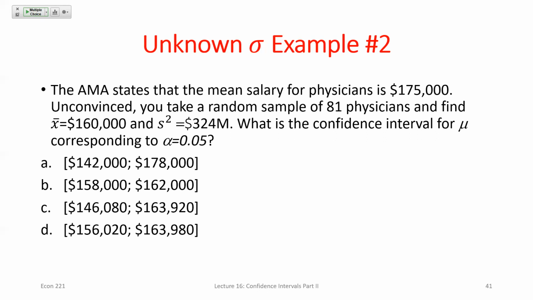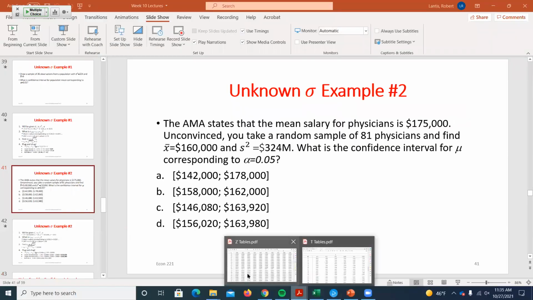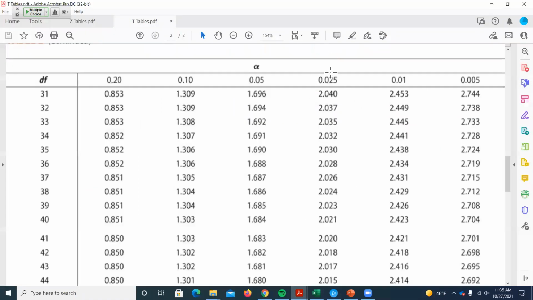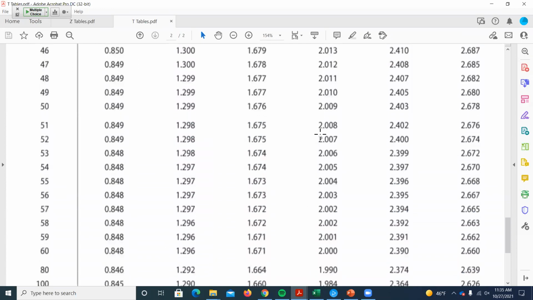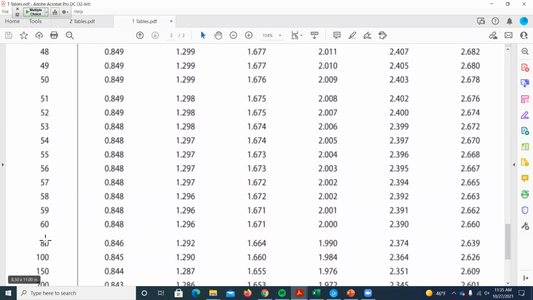Okay. So I'm going to go to that student T table. Pull that up. We wanted 0.025 on each side. Now I need to find my degrees of freedom over here on the left-hand side. So I start scrolling down. Here's my degrees of freedom of 80. The t-value I need to get that 0.025 on each side of my confidence interval is 1.99. Right?